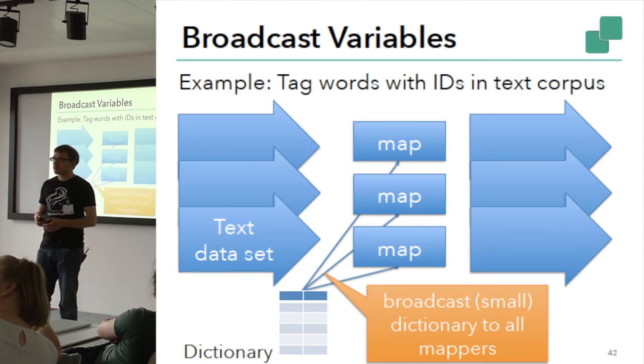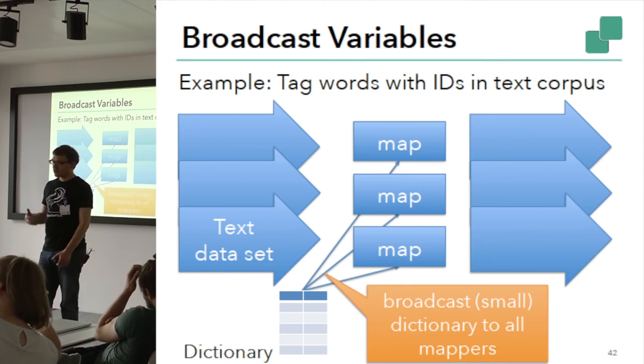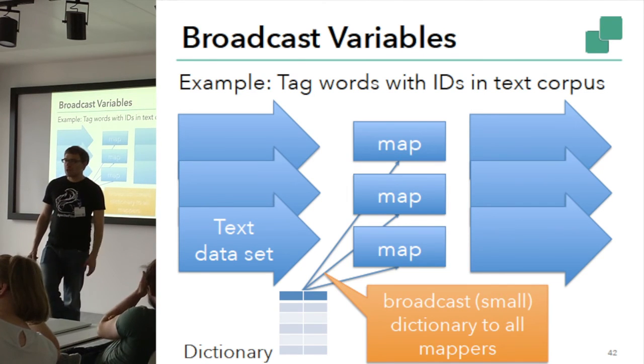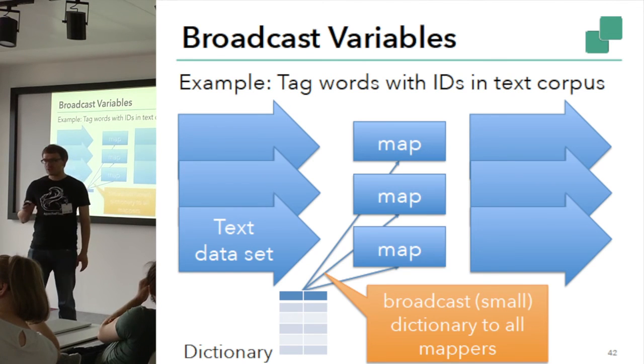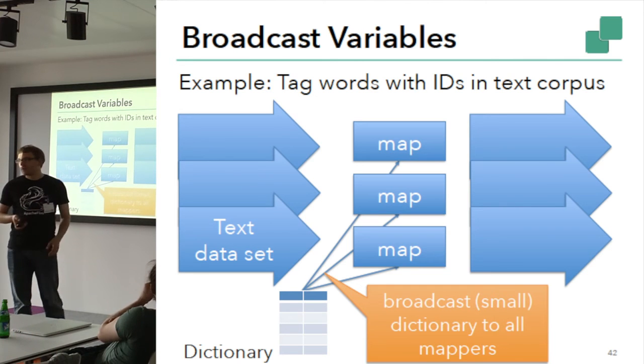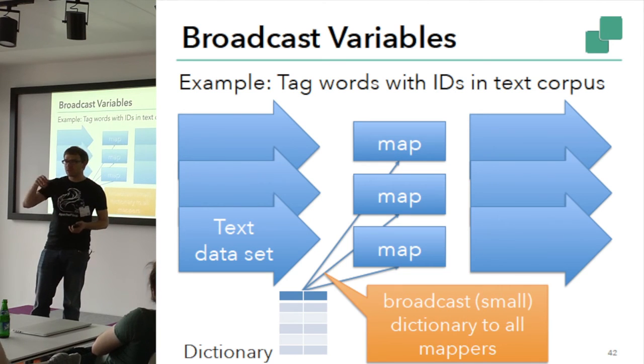We have some additional stuff which does not fit into this function pattern, but is helpful to implement certain things. One of these is so-called broadcast variables. These are just regular data sets which can be broadcasted to each parallel instance of an operator.